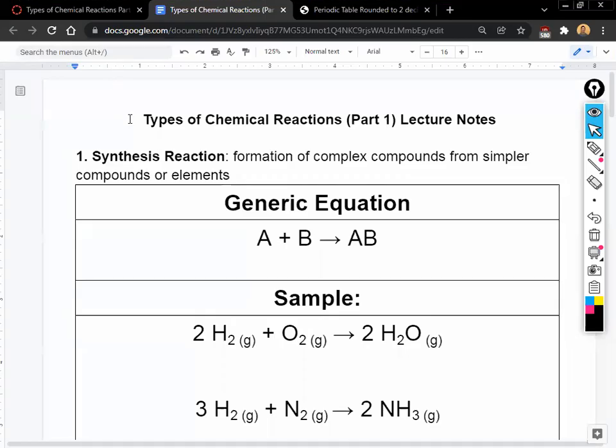So today our lecture is called Types of Chemical Reactions. And if you guys notice, it's part 1. The reason why is because we're going to do part 2 the next time that we meet. Basically, what we're going to be doing now is taking these chemical reactions that we've learned how to do stoichiometry with, and we're going to figure out what type of reaction it is.